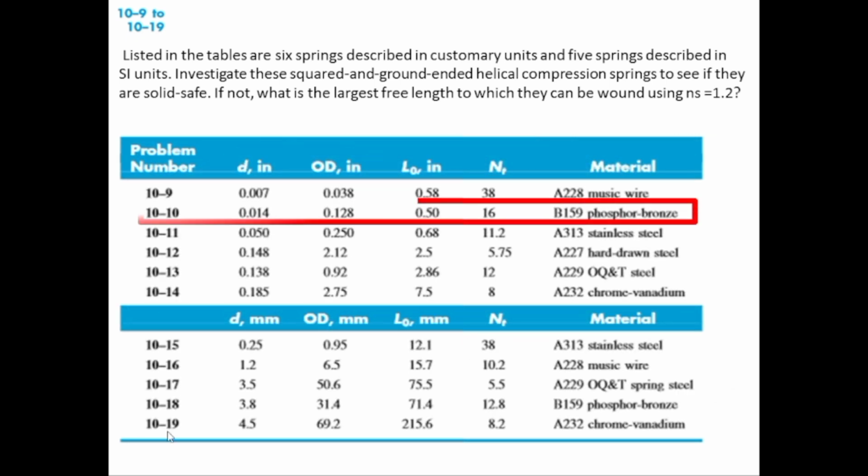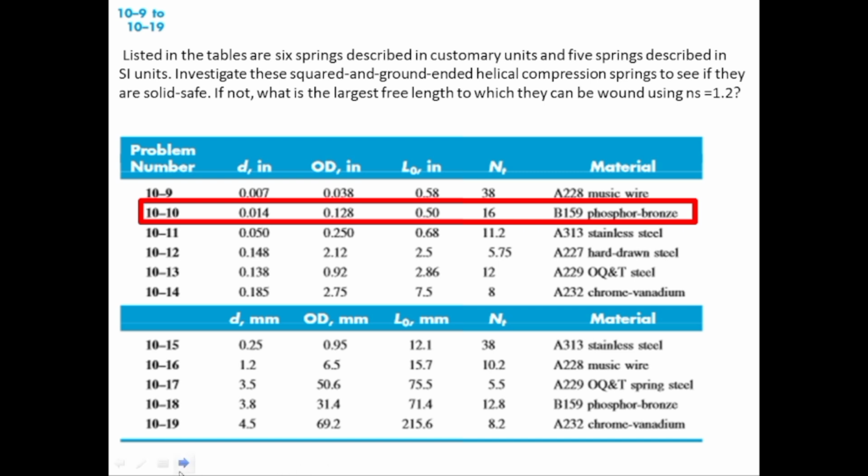So the data for question 10.10 is this one, where the diameter of the wire is 0.014 inches, the external diameter of the spring is 0.128 inches, the length of the spring in free state is 0.5 inches, and the total number of coils of the spring is 16. The material used for the spring is phosphor bronze, which is an alloy.